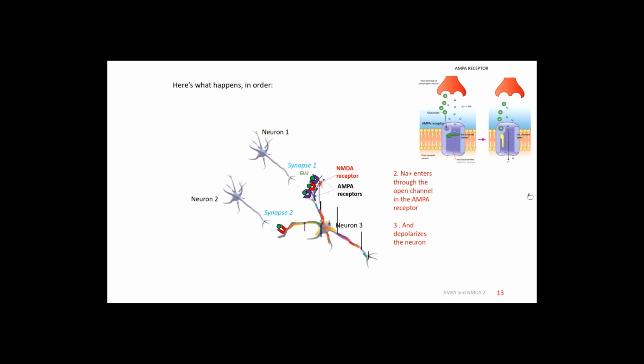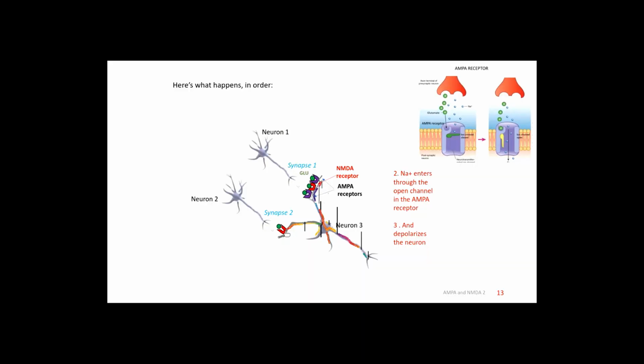The depolarization at synapse 1, is that enough when it spreads to cause the NMDA receptors at synapse 2 to open? Rebecca said if at synapse 1 the AMPA receptors open and sodium comes in and depolarizes the neuron, would that be enough to activate the NMDA receptor at synapse 2? Here's my question. What are the two requirements in order to open up the NMDA channel, any NMDA channel?